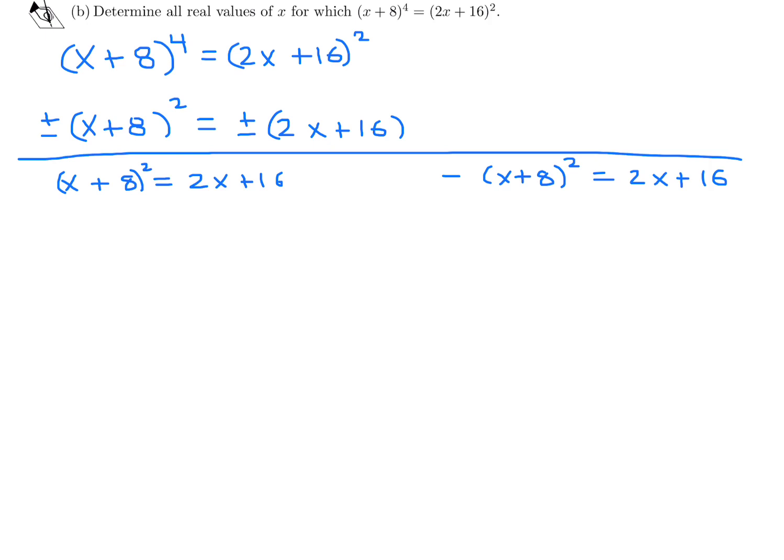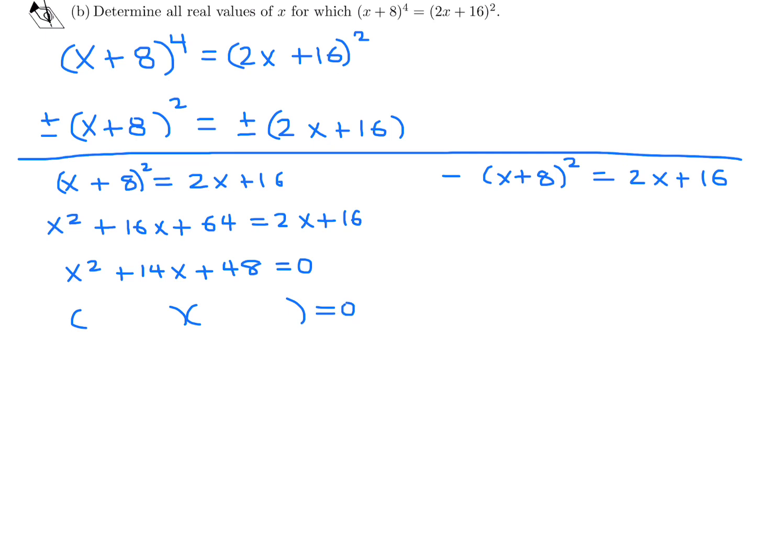So let's proceed with the first one, multiply it all out and collect like terms. x squared plus 16x plus 64 is equal to 2x plus 16. And therefore we have x squared plus 14x plus 48 is equal to 0. And if you factor this, we will get x plus 8 and x plus 6, so therefore x is equal to -6 and -8.